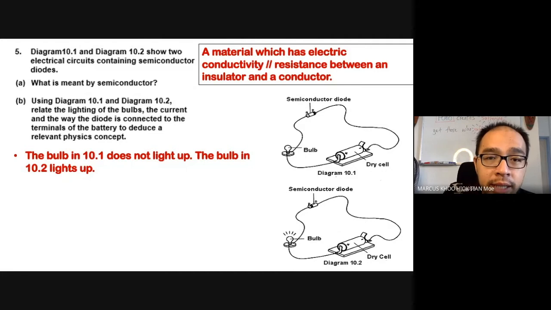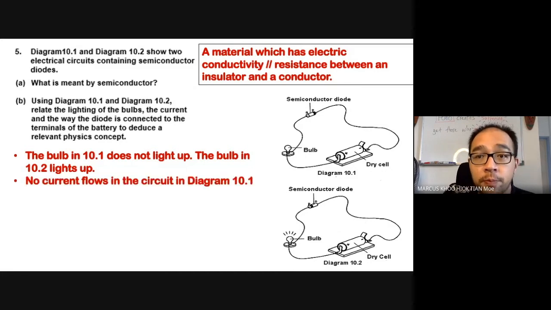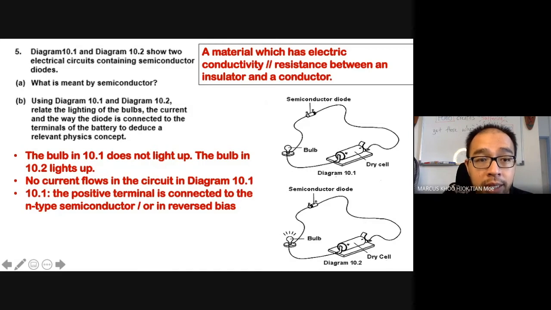Okay, now in 10.1, there is no current flow. Okay, manakala in 10.2, there is current flow lah. Okay, and the reason for this is because if you take a look at this, in 10.1, the positive terminal is connected to the N semiconductor, which is the cathode. Okay, so the positive terminal is connected to the N-type semiconductor or is in reverse bias. Okay, mana-mana satu, okay, will give you the full mark. Of course, the words reverse bias is much easier. Okay, much easier to explain. But if you want to write fully, okay, it also not a problem lah.